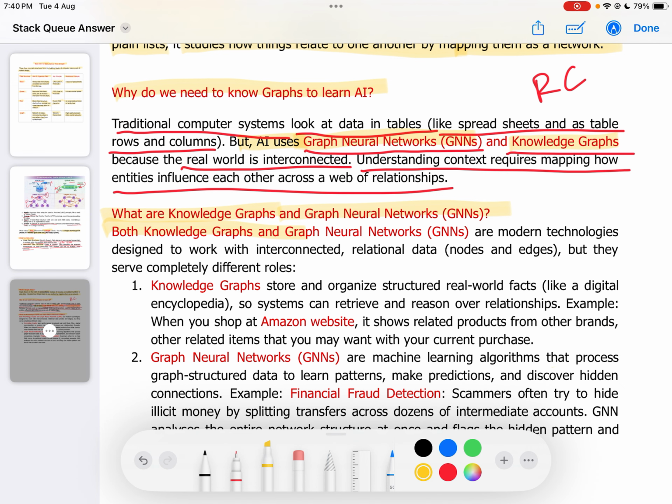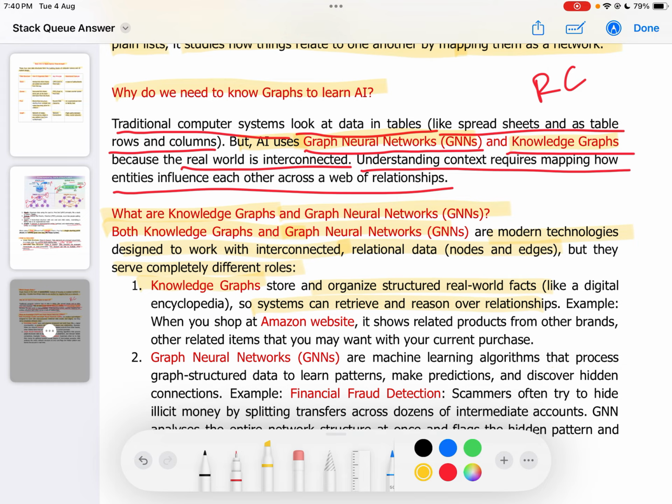Both knowledge graphs and GNNs are modern technologies designed to work in an interconnected way using relational data, but they each have a specific role. A knowledge graph is like a table, but it structures data in a different way so that it can retrieve and reason over relationships. All this looks confusing, right? Now let's look at an example.